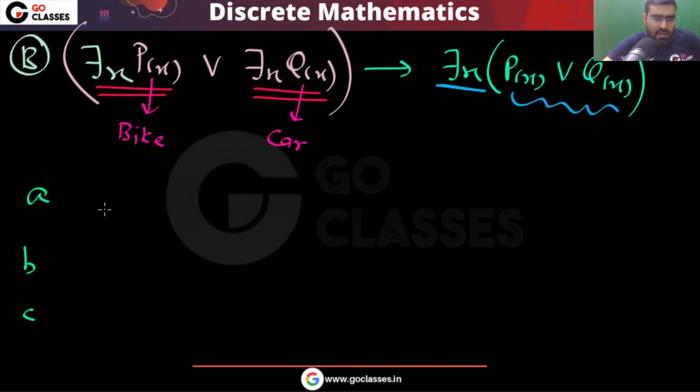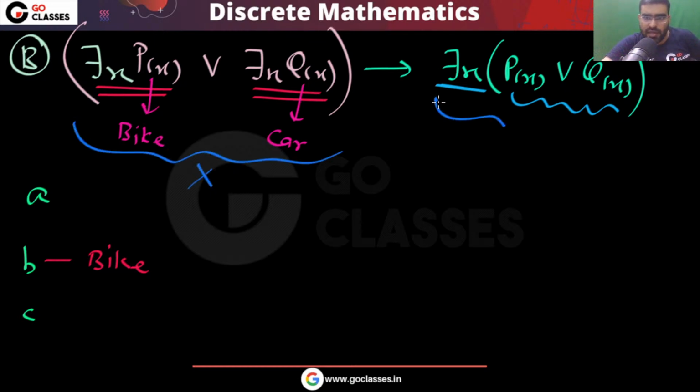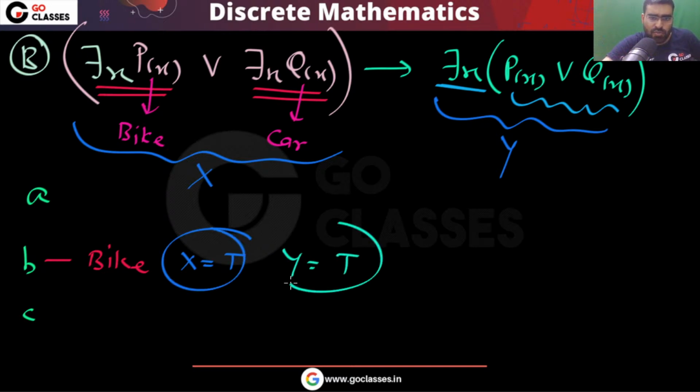Yes, definitely. For example, let me assume that this person has a bike. If this person has a bike, then automatically what will happen? This will be true. Let's call it X and let's call it Y. So you can easily see that this X will be true. If someone has a bike, automatically Y also will be true. So if X is true, then automatically Y will be true.